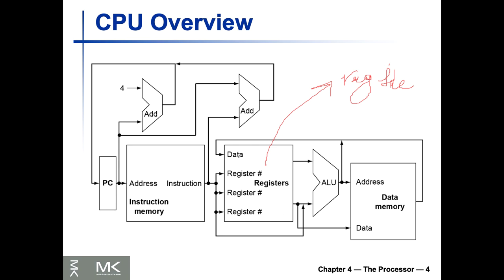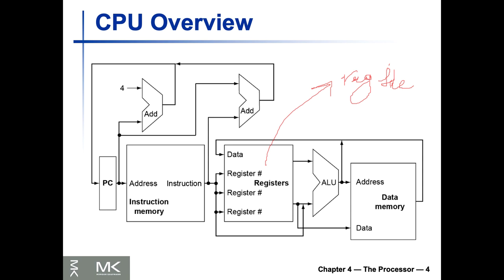In addition to the register file that contains all those, for instance, 32 registers in RISC-V, we need an ALU to operate on the values read from the registers. Then we decide what we're going to do with those values that we read. Are we going to add them? Are we going to just compare them? What needs to be done?